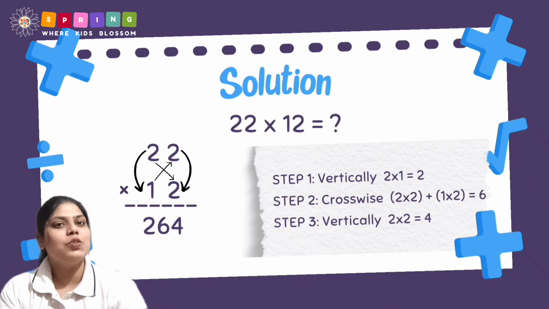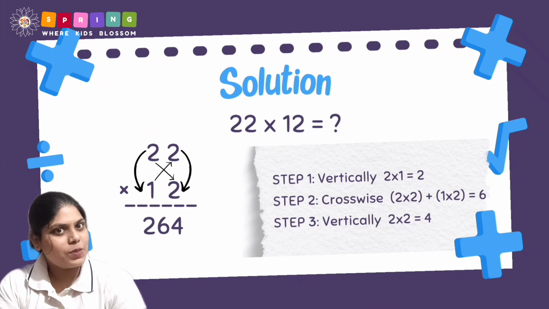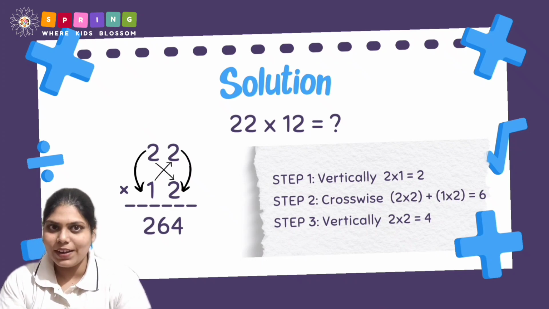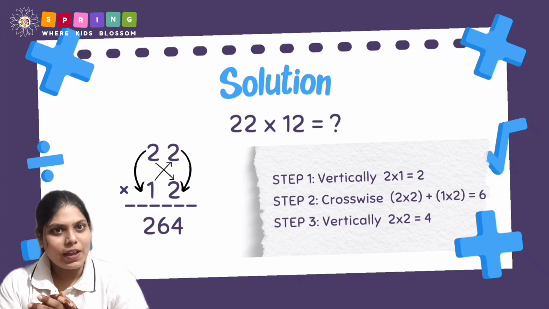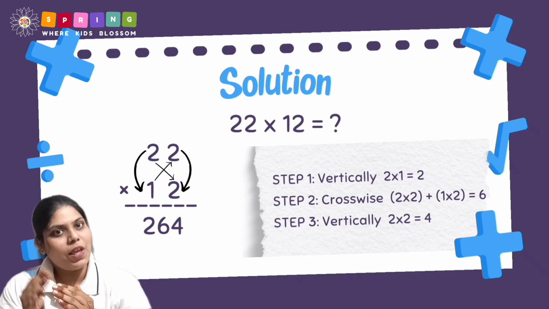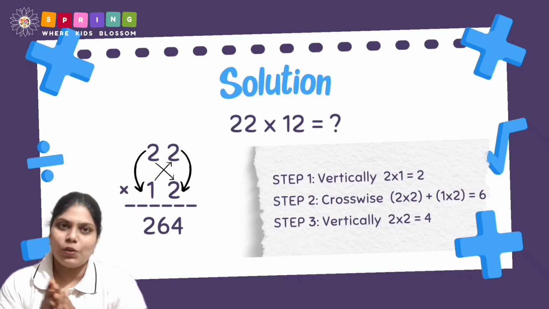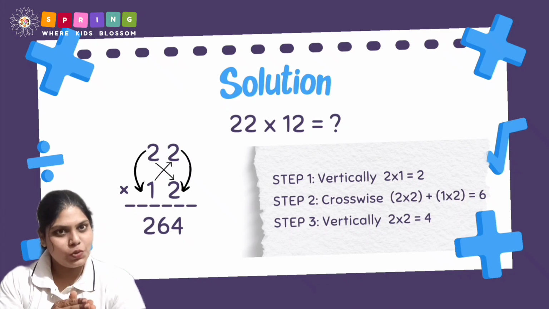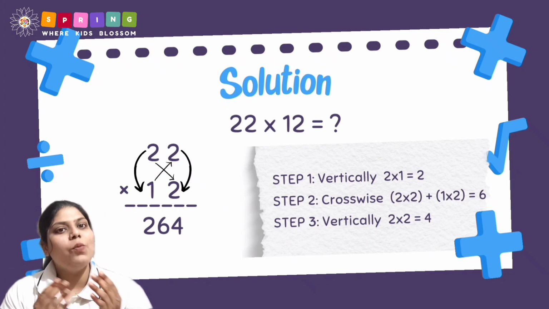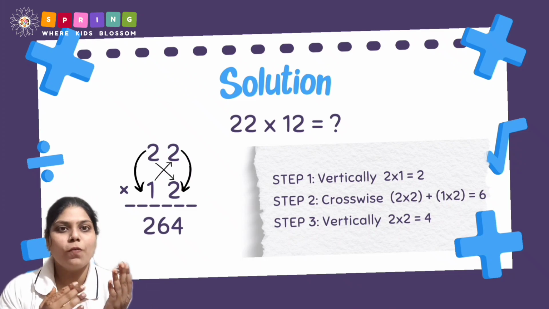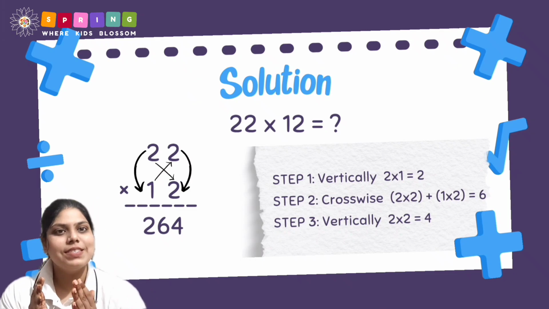The question was to multiply 22 into 12. Again, if you look at the tens place, you have 2 and 1, and when you look at the ones place, you have 2 and 2. To multiply this, first of all, let us multiply vertically, that is 2 into 1, which is 2, and then crosswise, that is 2 into 2 plus 1 into 2. So 2 into 2 is 4 and 1 into 2 is 2. So 4 plus 2, which makes 6. So your next number is 6.